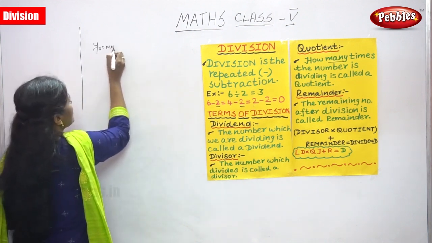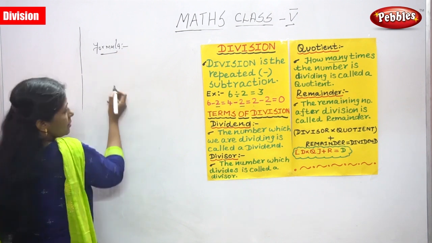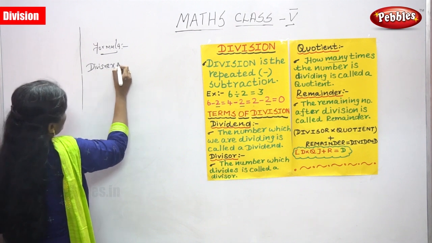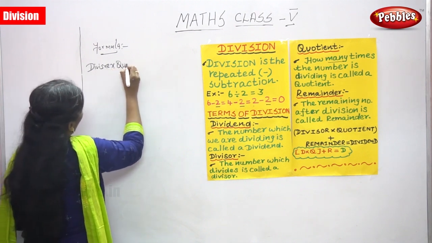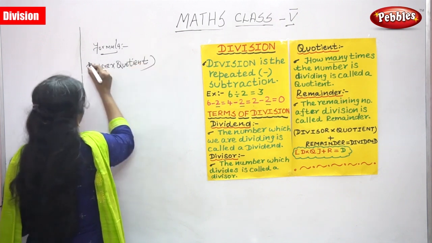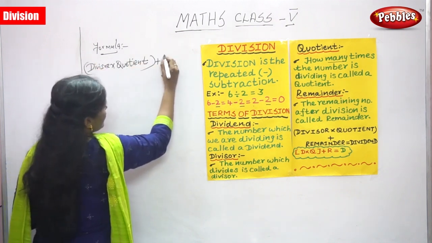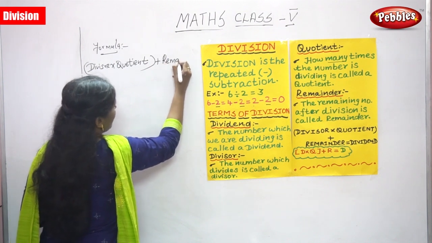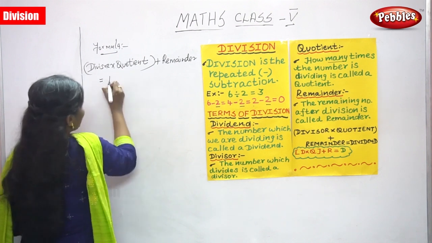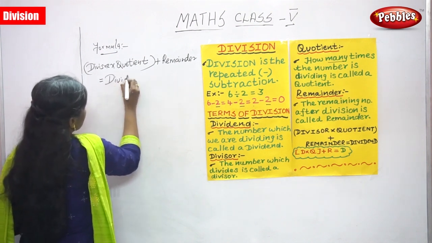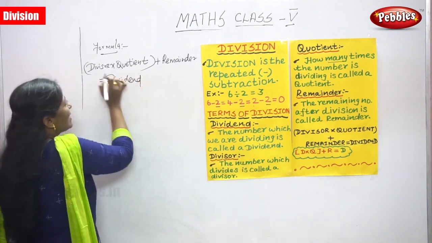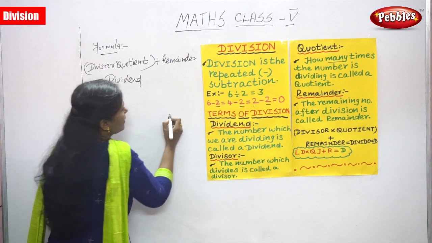You can consider this as an important formula, that is divisor into quotient within the bracket, plus r, that is remainder, is equal to what will we get? Dividend, that is what I've written. So I'll tell you the divisor.